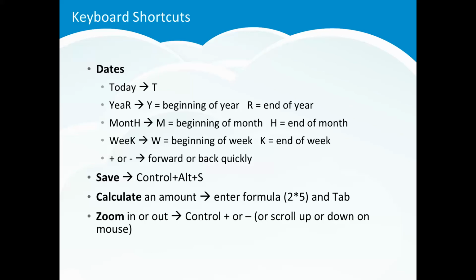If you want to save a transaction, let's say you're entering an invoice, hit Control-Alt-S. That will save that transaction for you. If you want to calculate an amount, let's say you're in the quantity field and you enter 2 times 5 and tab, it will put a 10 in there for you. You can zoom in or out, and sometimes you've got to change how things display. Use Control plus or Control minus, or hold down the Control key and scroll up or down on your mouse to zoom in or out of things.